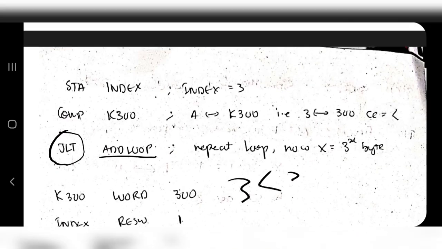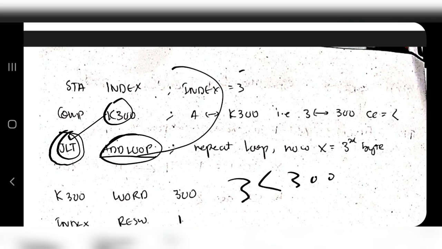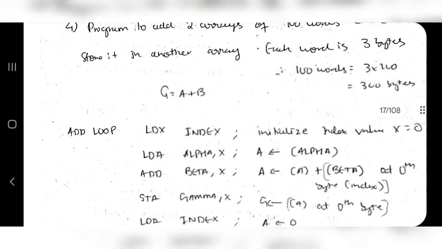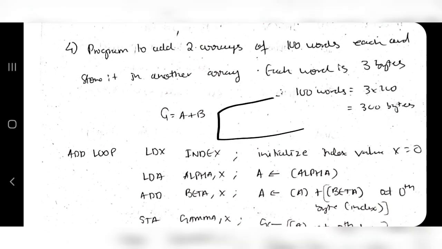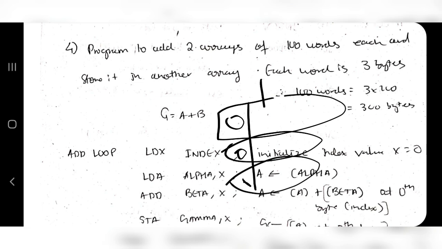If 3 is less than 300, it means all the words are not yet over, only one word is over. So if the value I have got here is less than, jump if less than to where? Add loop means repeat the loop. Now the index value is 3, so it will access the next word. So the first word is done, that is stored in gamma, then the next word will be accessed and the loop repeats. This will be added with this one, and it will be stored in register A.